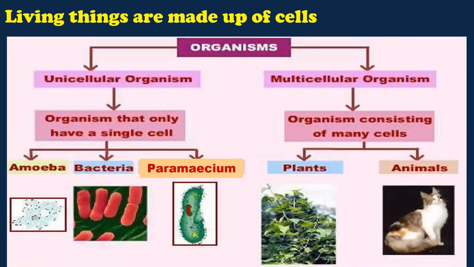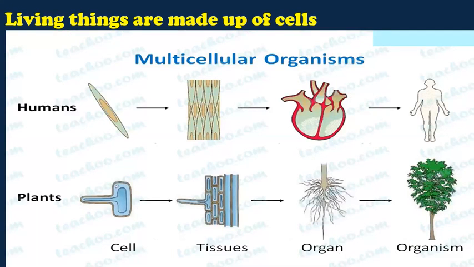Some organisms are made up of many cells. These are called multicellular organisms. The examples are plants and animals. Organisms that are composed of more than one cell are called multicellular organisms. Their body may contain millions and trillions of cells. In multicellular organisms, different functions are carried out by different cells.